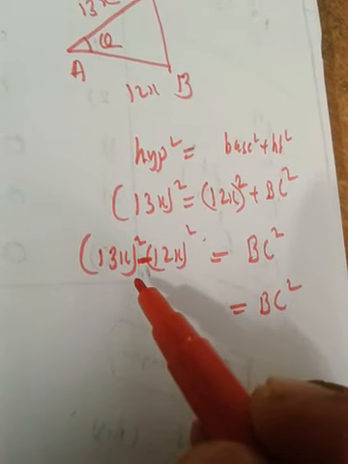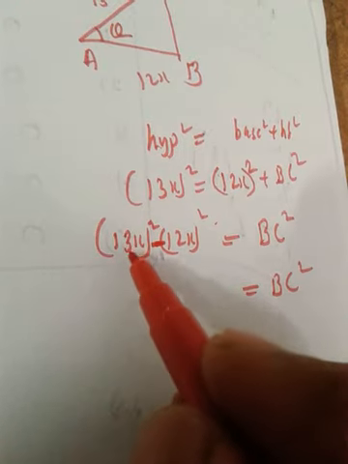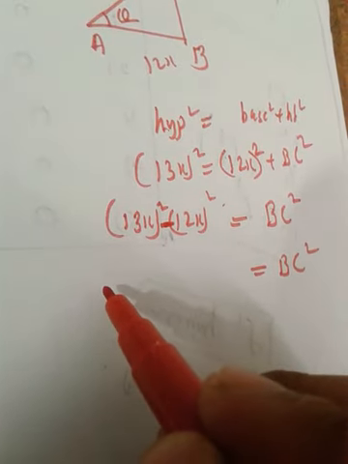This is in the form a square minus b square. So the a square minus b square formula is a plus b into a minus b. So when I use that identity here, since it is in the form a square minus b square, we can write it as a plus b into a minus b.